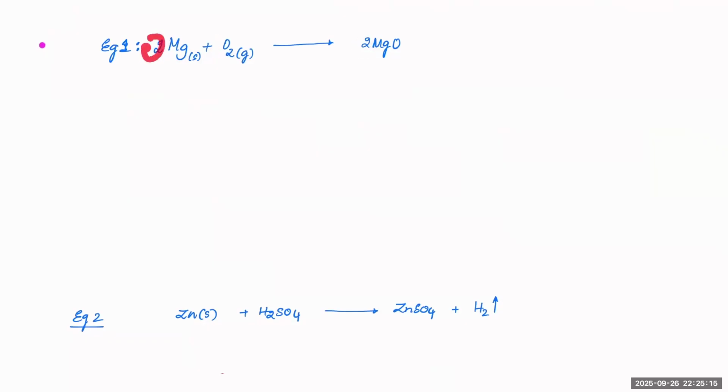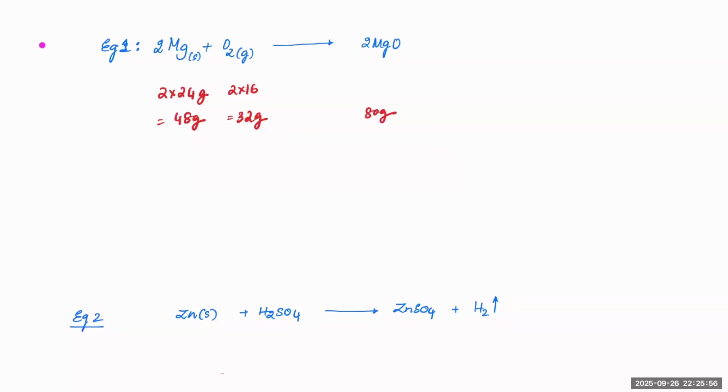Which means if I use 2 moles of magnesium combined with 1 mole of oxygen, I'm supposed to get 2 moles of magnesium oxide, right? Now let me put the same understanding in terms of weight. 2 moles of magnesium is equivalent to 2 into 24 grams, which is 48 grams, correct? And 1 mole of oxygen is 2 into 16, which is equal to 32 grams. Then combining these two, how much should I get? I should get 80 grams.